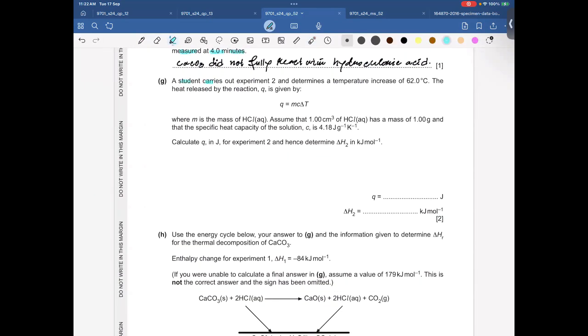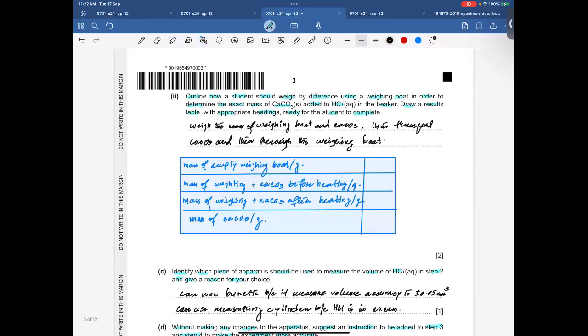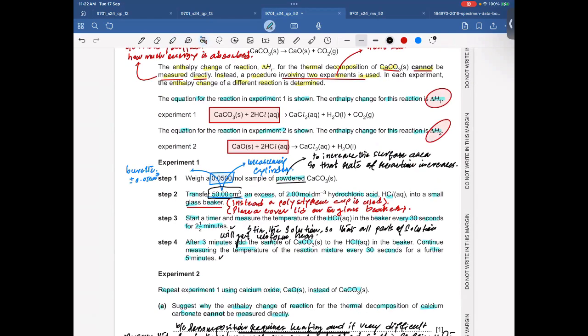A student carries out experiment 2 and determines a temperature increase of 62 degrees Celsius. That's very, very important. The heat released, which means the reaction is exothermic, by the reaction Q is given by this expression. We have done it in A1, where m is the mass of HCl and the mass of HCl was 50 cm cube initially.